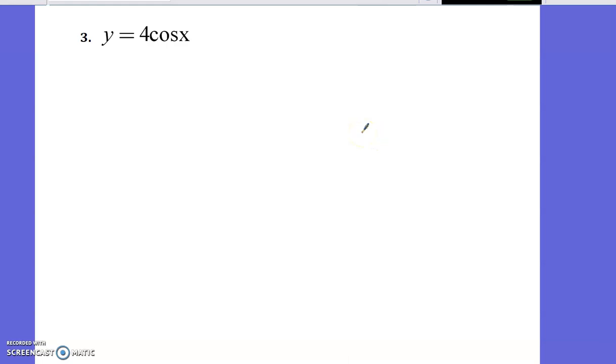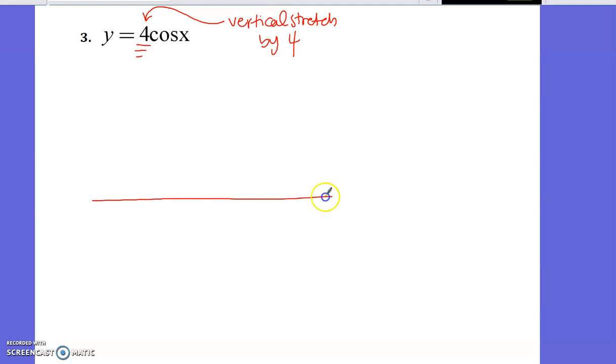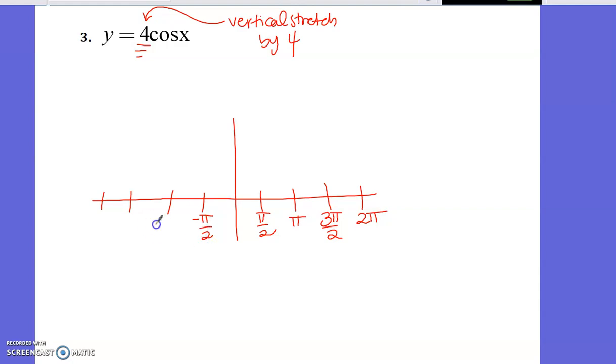Okay, so let's look at this one. This is y equals 4 cos x. This 4 out front, just a little review on transformations, will be a vertical stretch by 4. So this is not changing our x-axis. Let's go ahead and label this like we did. We'll see an example of where this does change, but this transformation isn't changing anything about the x.